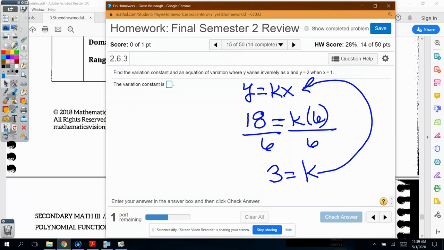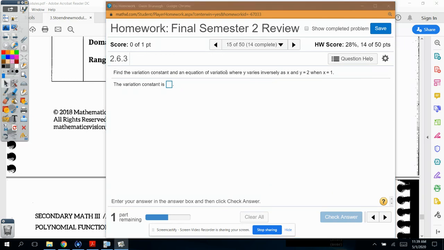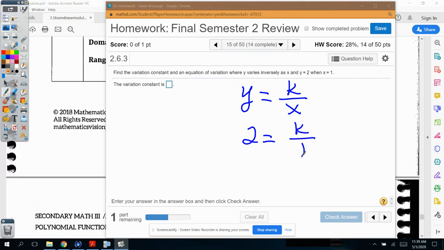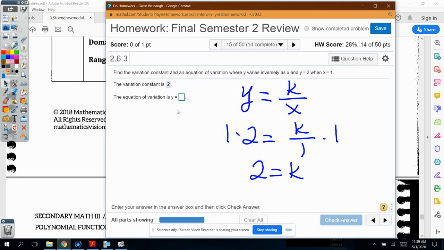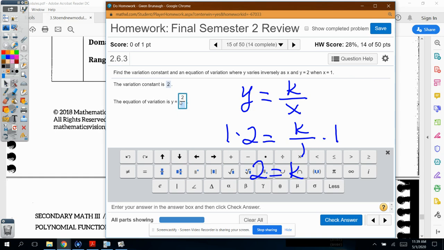Okay, one more. Y varies inversely means y equals k over x. Y is 2 when x is 1, that's your fun fact. Figure out what k is by multiplying by 1. And k equals 2. Plug it into the equation. Y equals 2 over x.